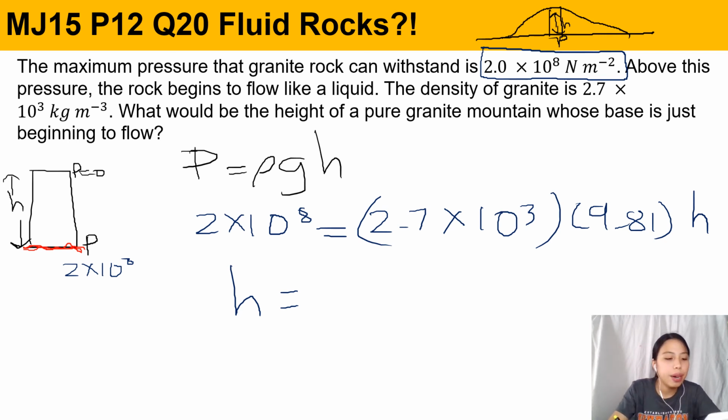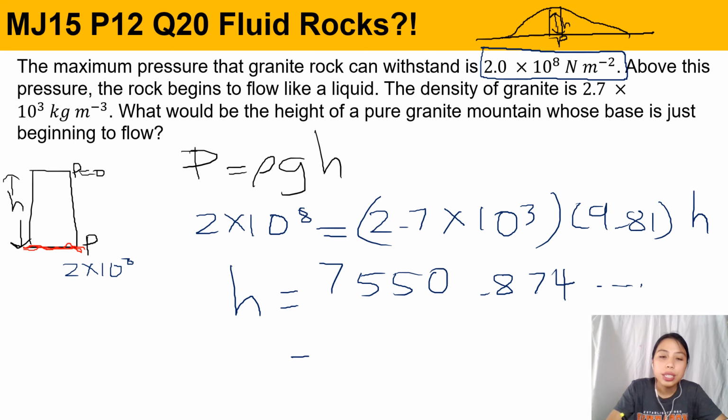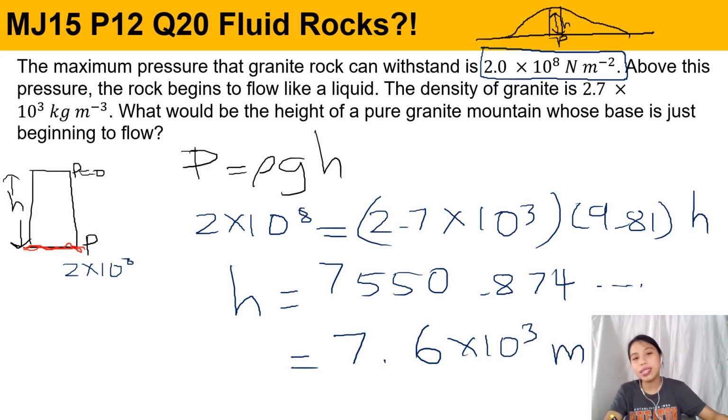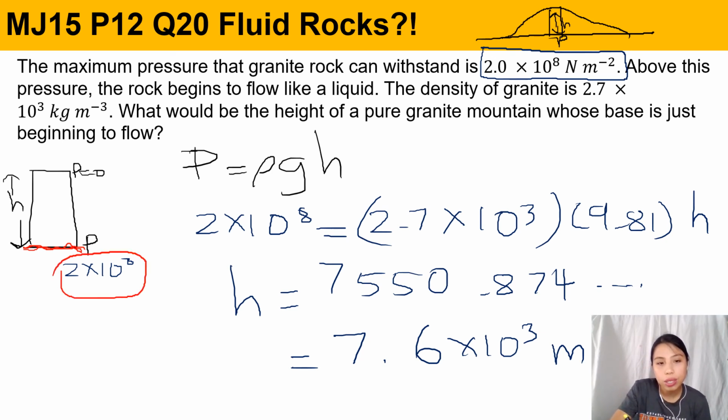So you will have about 7550.874 and so on. You can just shorten it to 7.6 times 10 to the 3 meters. So that's how you can say, if your height is 7.6 kilometers, then the bottom pressure will be reaching the maximum limit and it's going to start to become fluid. So your rocks start flowing. Wow, this is so cool.